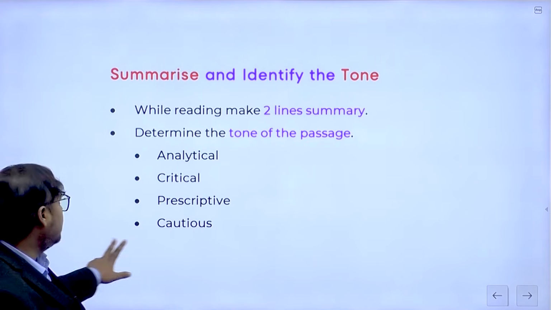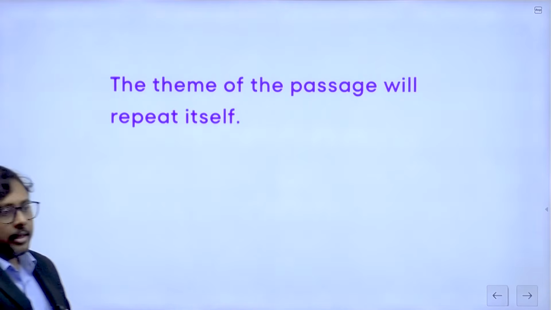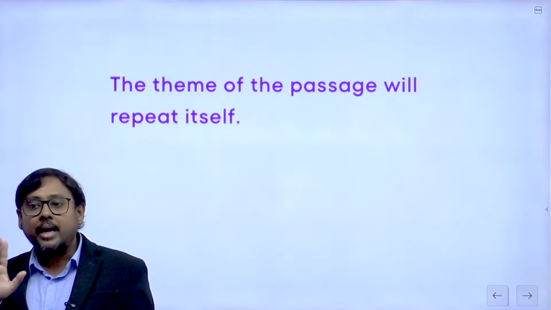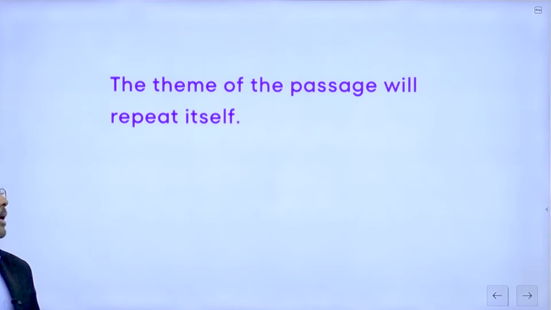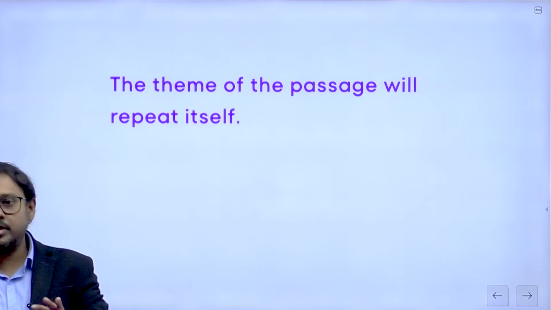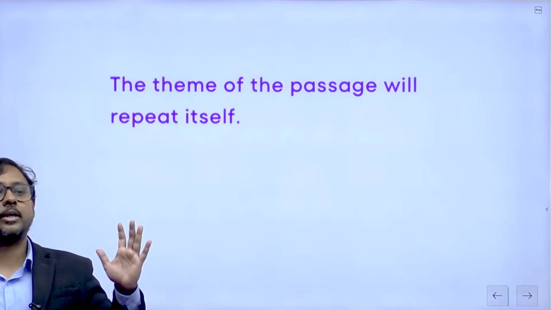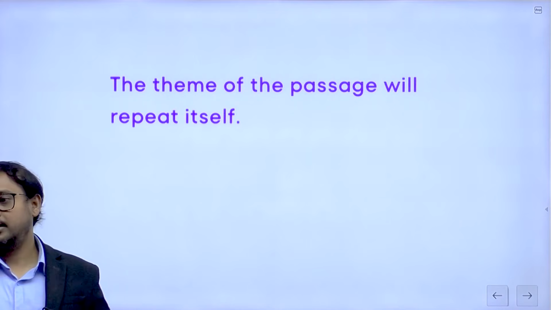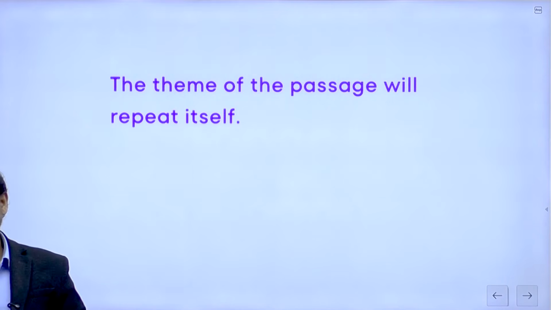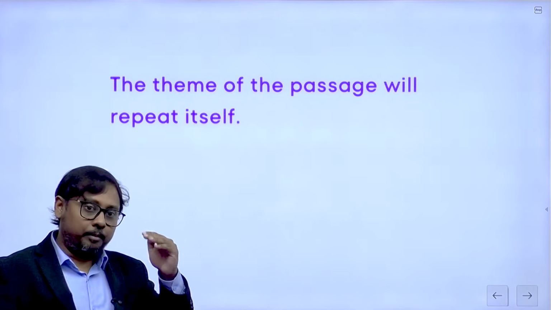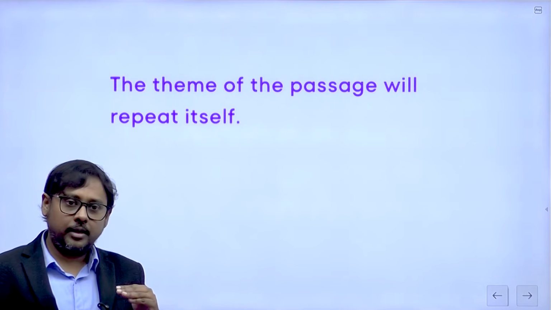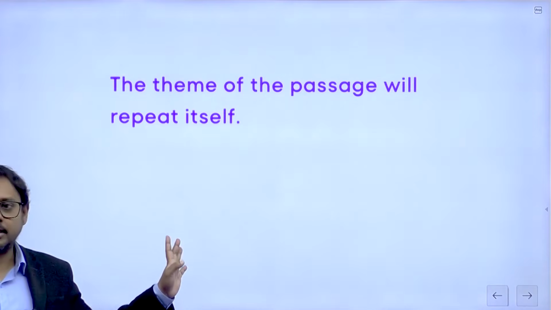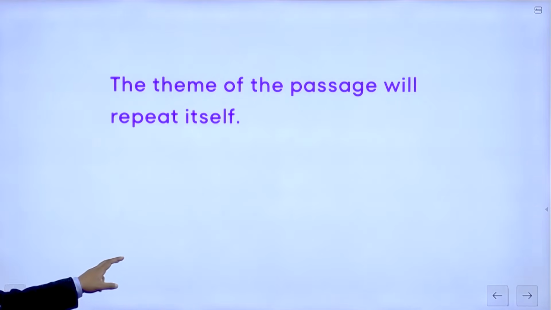Another thing we discussed is that we have to make a 1-line summary. When we are making a 1-line summary, we have to understand that this happens only in the case of a crux question, main idea question, central idea question. The theme will get repeated. The themes will get repeated. And because the themes get repeated, that particular theme has to be in your summary. We'll understand with examples, it will all be clear.